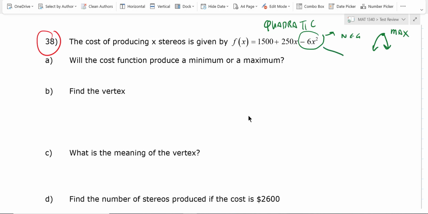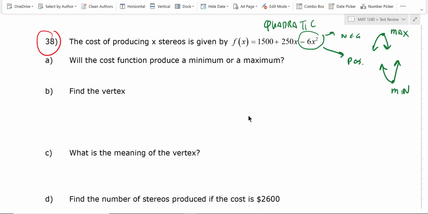If that number in front of x squared was positive, then the graph would open up, which would tell you that you have a minimum. Okay, what if you don't know that? You could graph it on your calculator, and the graphing calculator would certainly tell you what it does. But I want you to know this stuff without a calculator.